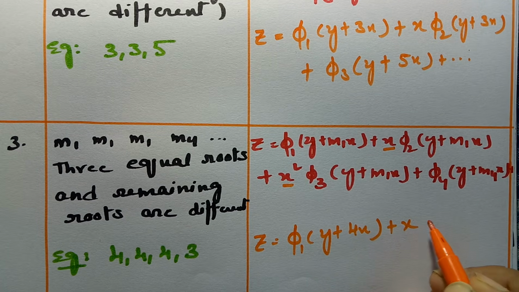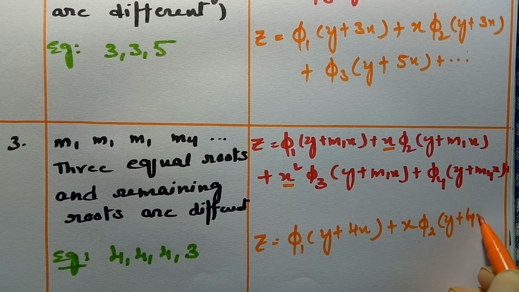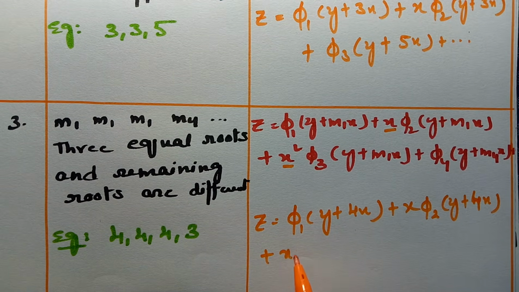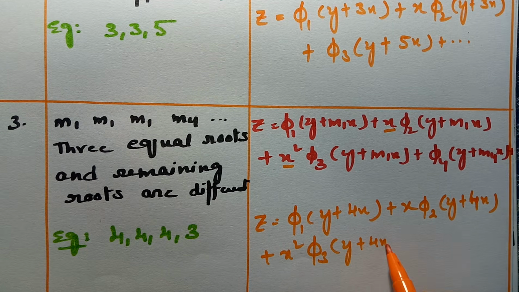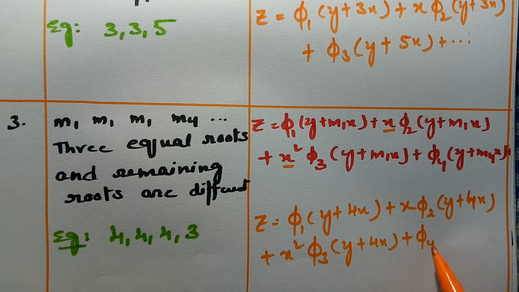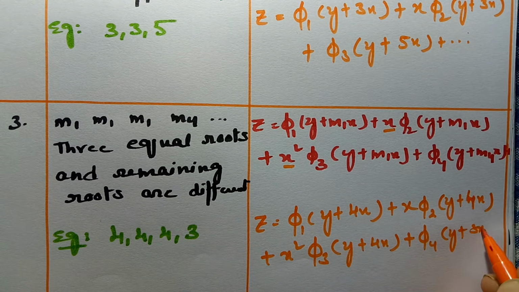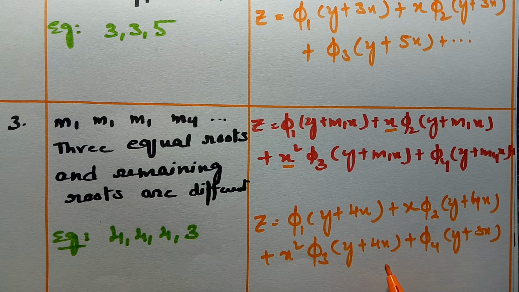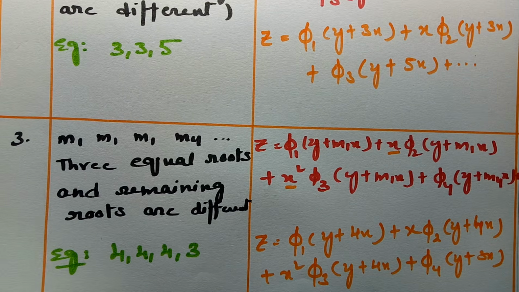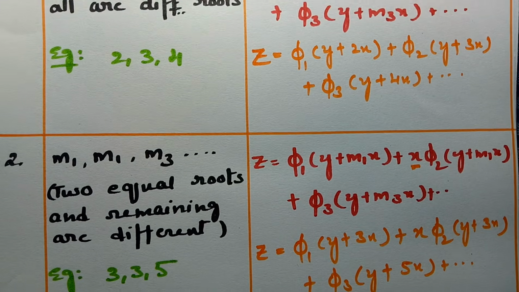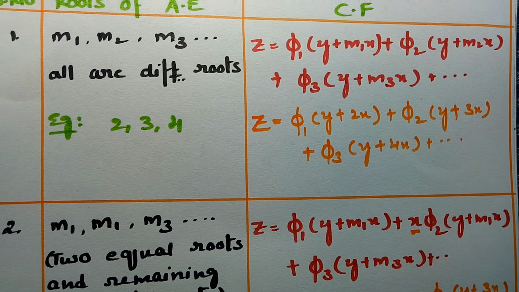So don't forget that is x into phi 2 of y plus 4x, plus x square times phi 3 of y plus 4x, and later phi 4 of y plus, what is the different one, that is 3x. So this is how we have to write the complementary function by calculating the auxiliary equations. So hope you all understand this one. So this will be very easy.